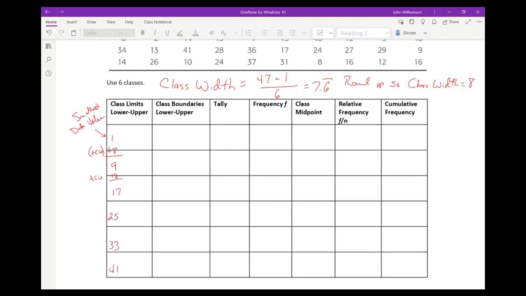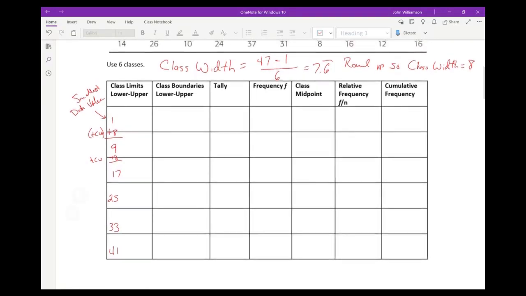Now I'm going to do something that might seem a little crazy. I'm going to add one more 8 and go down one more row, as if there was another class below here, to 49. That's going to seem crazy right now. It's okay. Just go an extra one. It'll make sense why in a second.